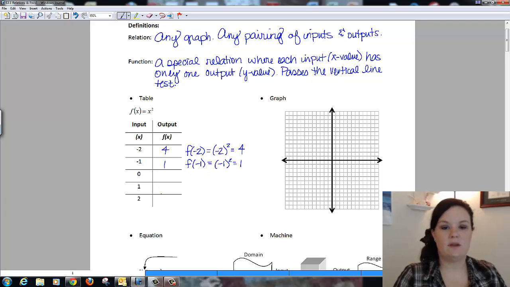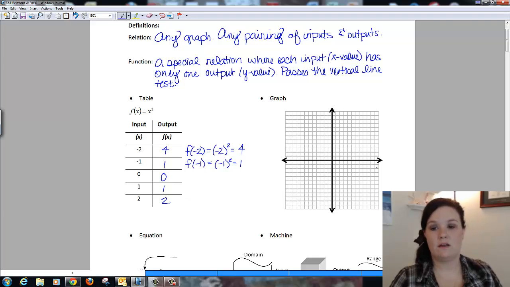Okay. Same thing with these other ones. I don't really need to write them out, right? If I put 0 in, 0 squared is 0. If I put +1 in, +1 squared is 1. If I put 2 in, 2 squared is 4. And then the other way we can look at it is by graphing it.